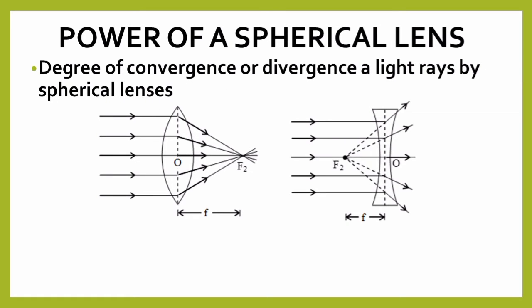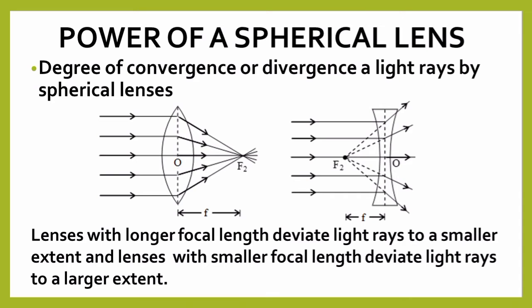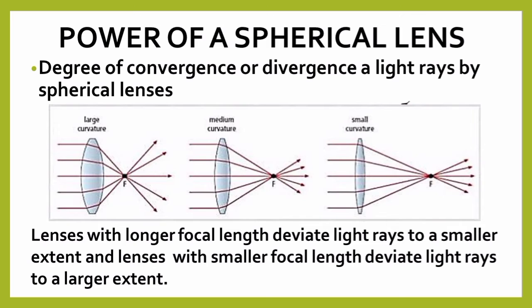It means that if a lens has more power, it will deviate the light rays to a greater extent. That means if the lens has less power, then the light rays are deviated to a smaller extent. Such lenses will have longer focal length. Hence, lenses with longer focal length deviate light rays to a smaller extent, and lenses with smaller focal length deviate light rays to a larger extent. From this, we can understand that power is dependent on focal length.